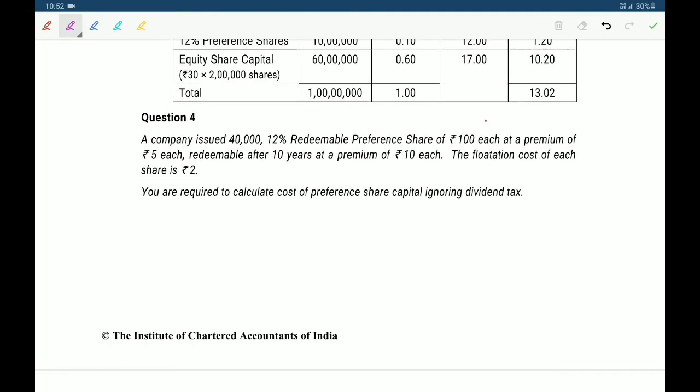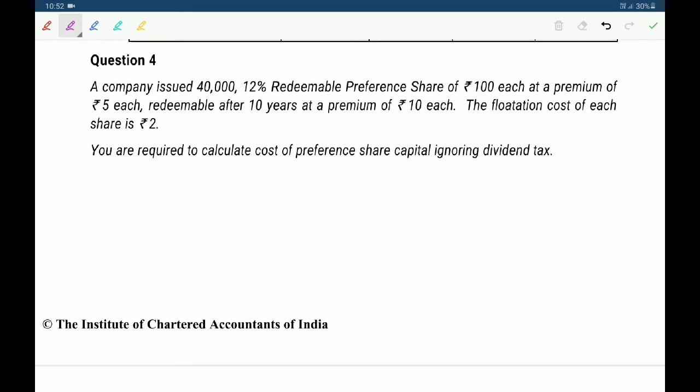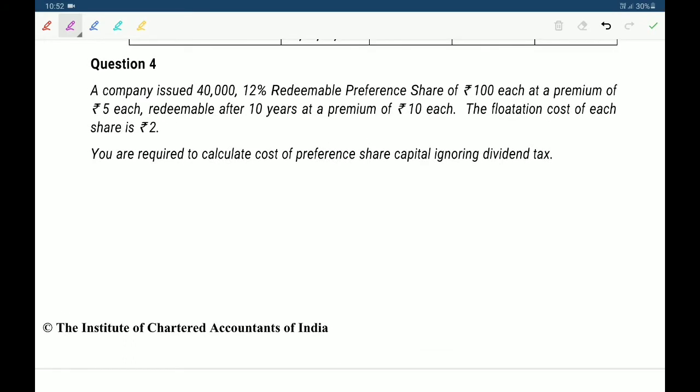Next, fourth problem. A company issued 40,000 12% redeemable preference shares of 100 rupees each at a premium of 5 rupees each. So here, redeemable preference shares, how much? 12%. Share of 100 rupees at a premium of 5 rupees each. That means the preference shares are issued at a premium of 5 rupees.